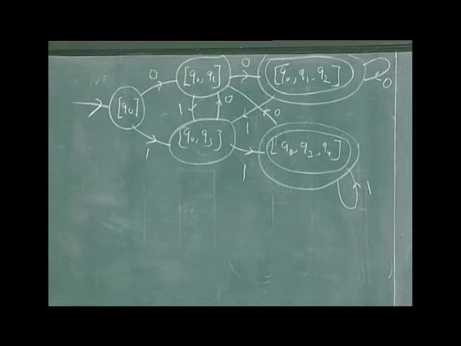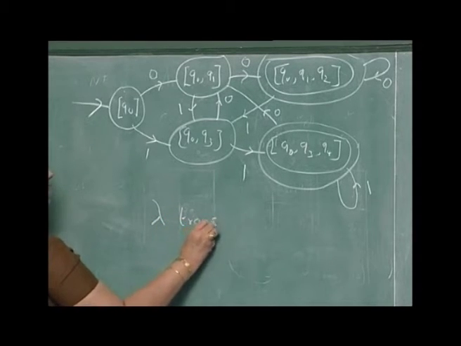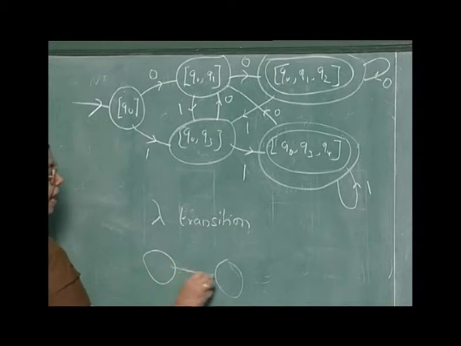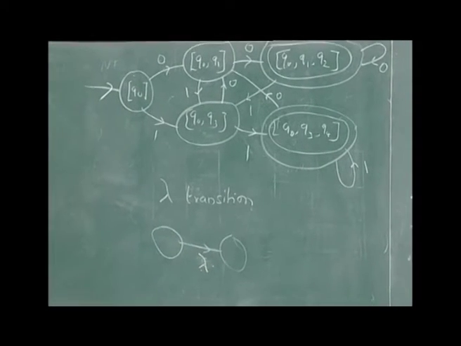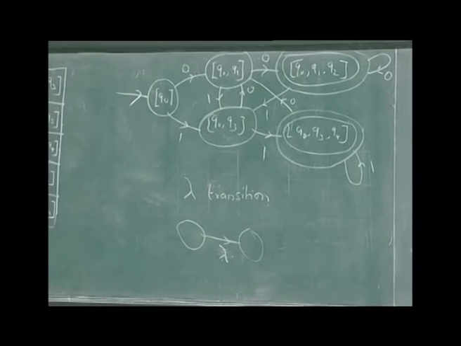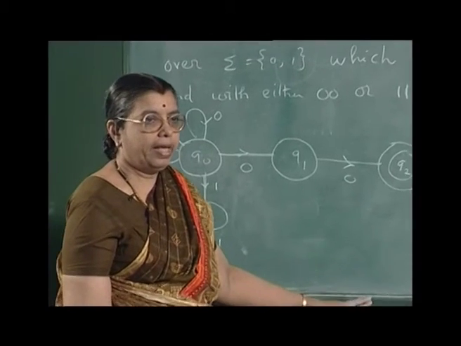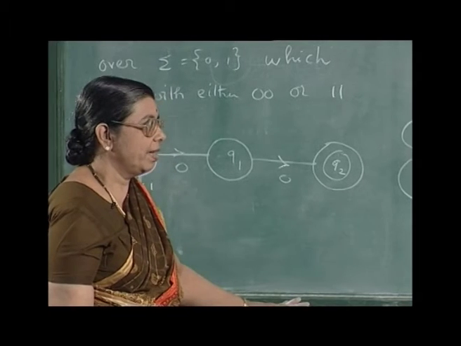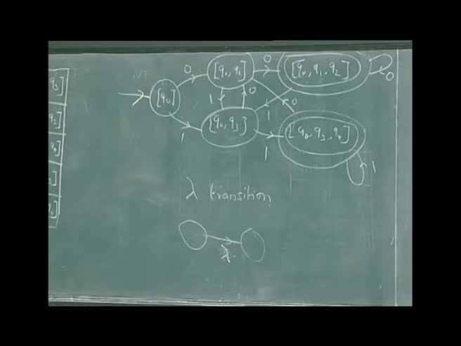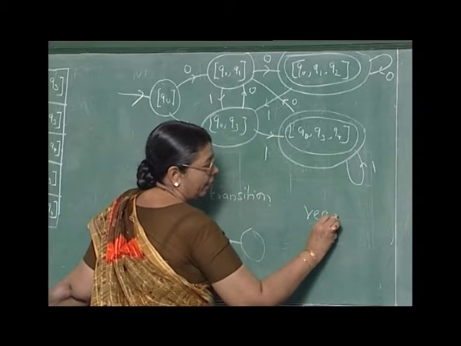We can also have lambda transitions, where from one state, by reading a lambda or an epsilon you can go to another state. And even with this facility, the power of the finite state automaton will not be increased, it will accept only regular sets. The set accepted by a non-deterministic automaton or deterministic automaton is called a regular set.